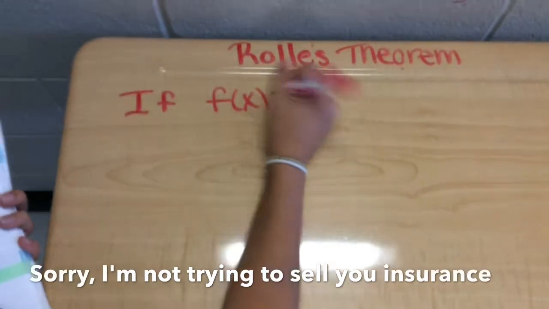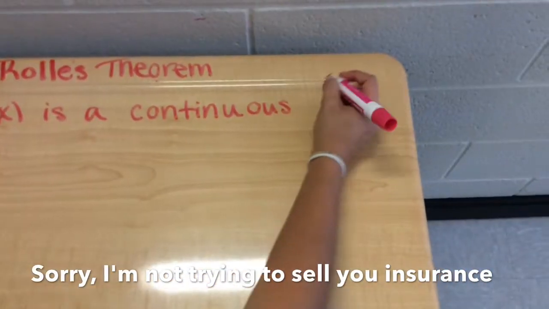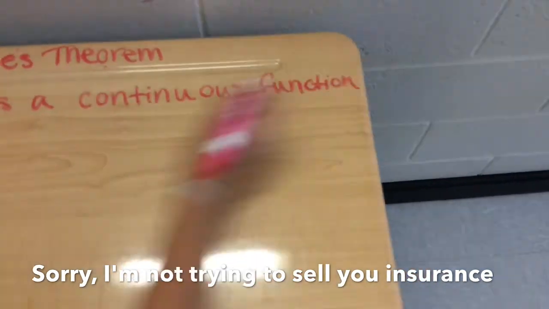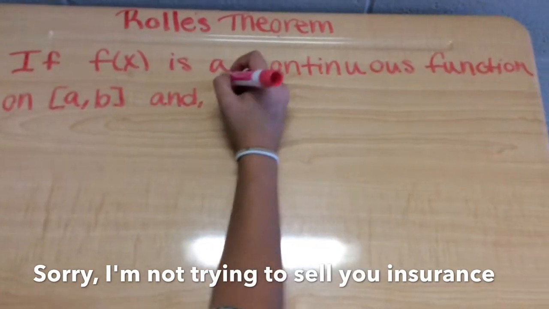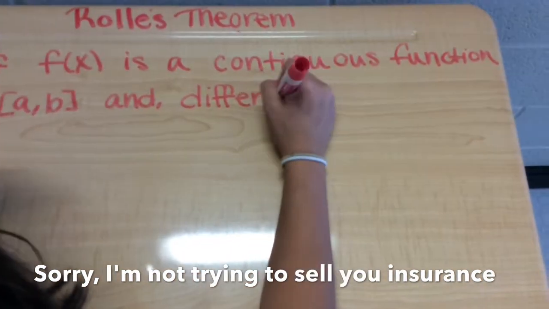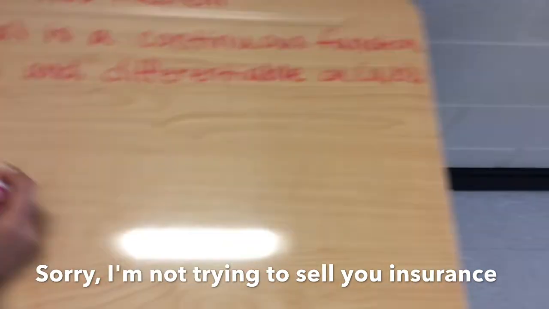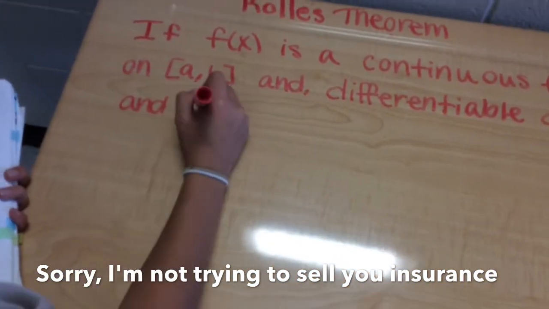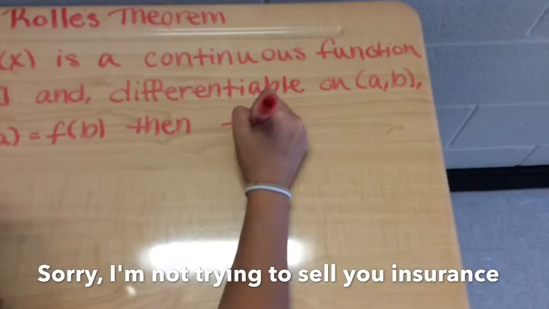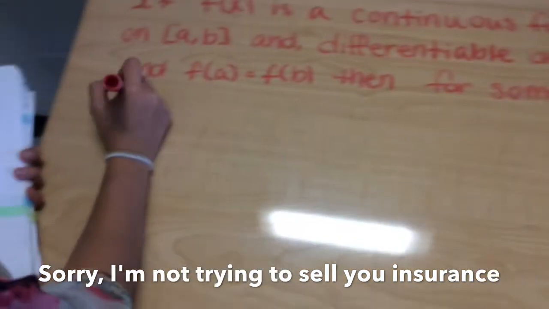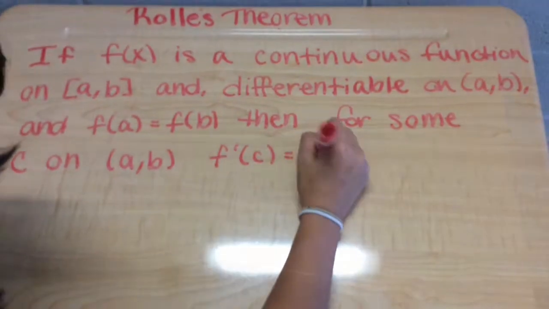Okay, now let's get into Rolle's theorem. If f of x is a continuous function on the closed interval a to b and differentiable on the open interval a to b, and f of a equals f of b, then for some c on the open interval a to b, f prime of c equals 0.